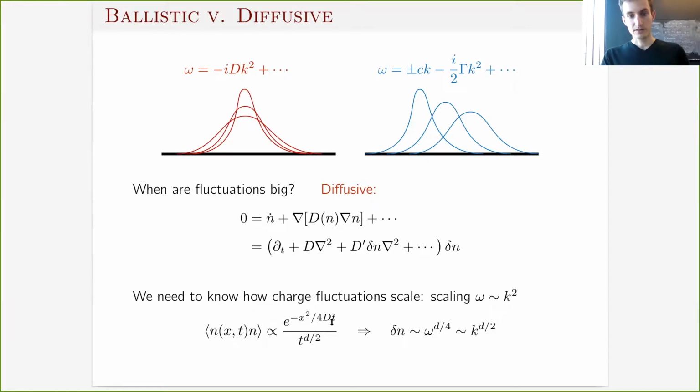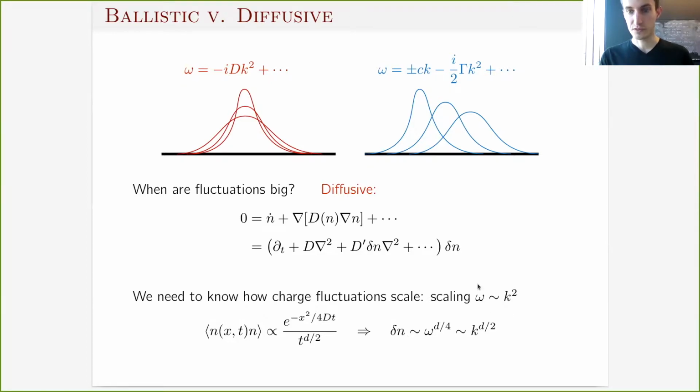And this overall power of time you can get by remembering that if you integrate this charge density over all of space, you get the total charge. So that has to be conserved, so that better give you a constant. That's what integrating this Gaussian will give you. It's going to cancel this power of time. So this teaches us that charge fluctuations scale like 1 over t, or like frequency, to the d over 4. d is the spatial dimension here.